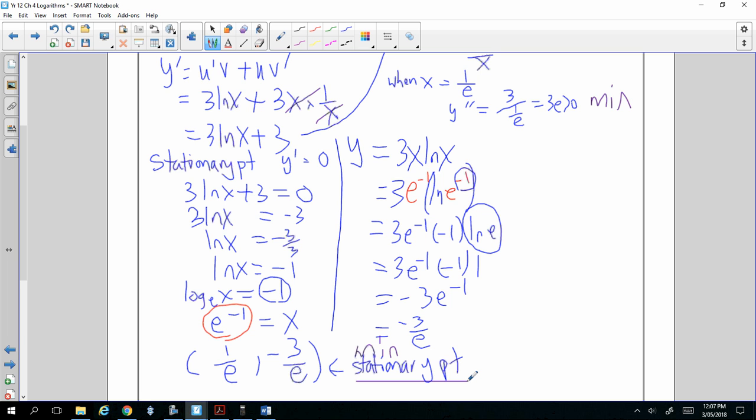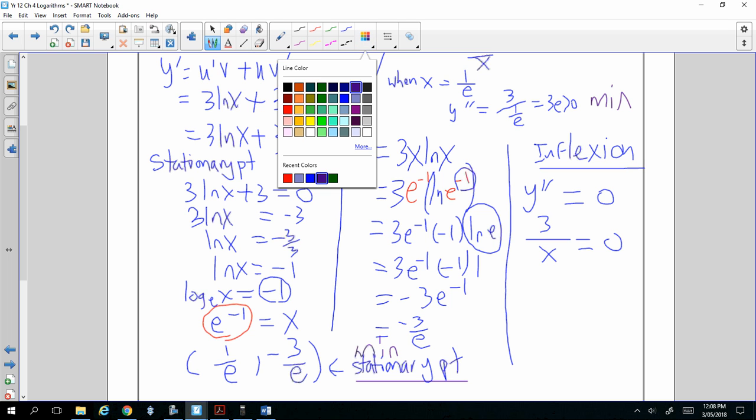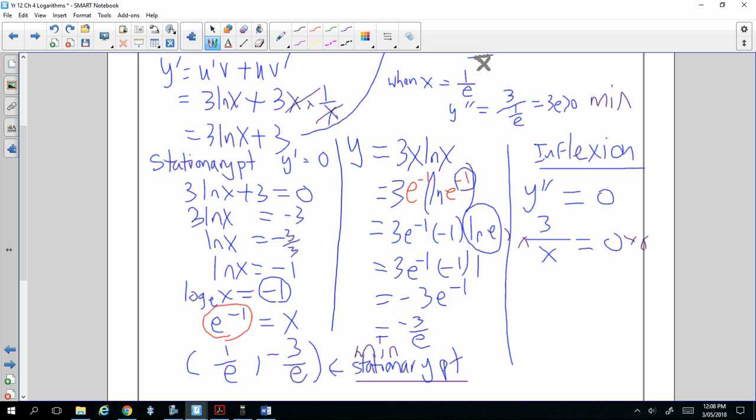Minimum stationary point. After we get the minimum stationary point, we'll now have to find the inflection point. How do we find the inflection point? We make the second derivative equal to 0. If you write 3 over x equal to 0, you multiply both sides by the denominator, and you get 3 equal to 0, which is no solution. So it has no inflection point.